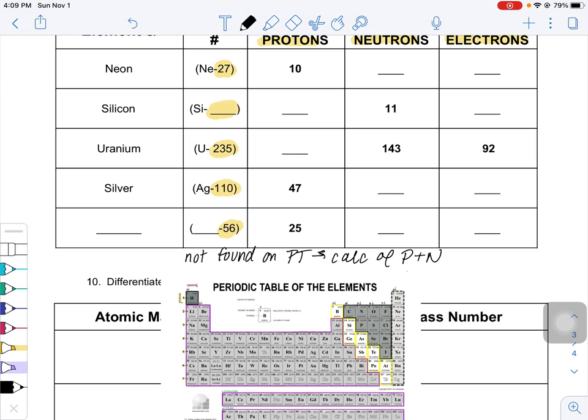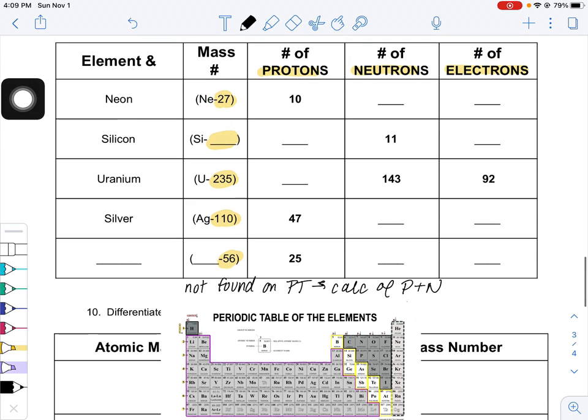So for starters, it's easiest to see what we can get from not only our table, but the periodic table as well. So the first one here is neon. Oh, let's also remind ourselves of charges. So I have protons, which are positive, neutrons, no charge, electrons, negative. So protons, I have 10 of those, which makes it neon.